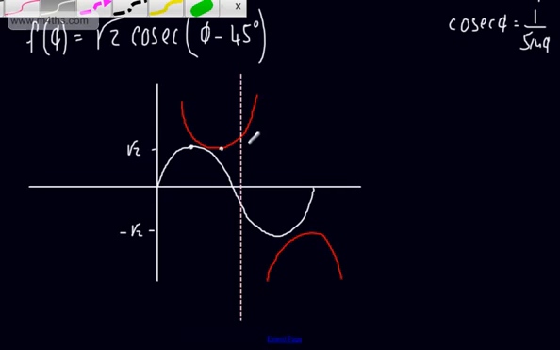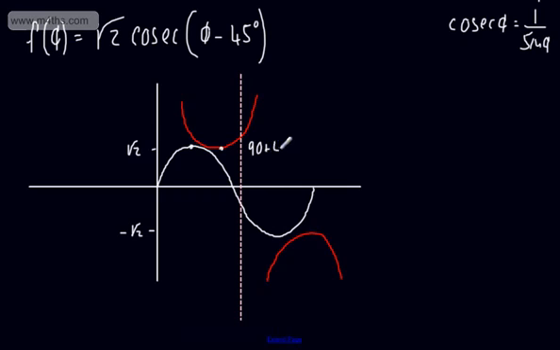So the minimum point has moved from 90. So we've come across, so plus the 45. And then we've got that value of root 2. And this is a minimum. So we can see that that's going to be 135, comma, root 2.